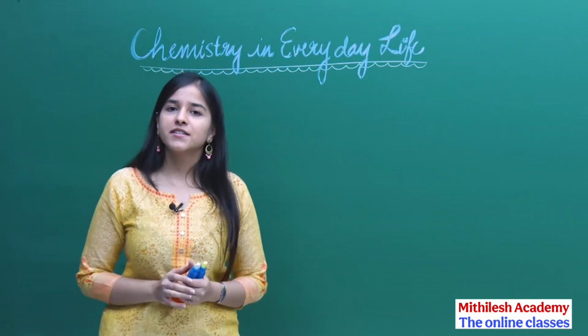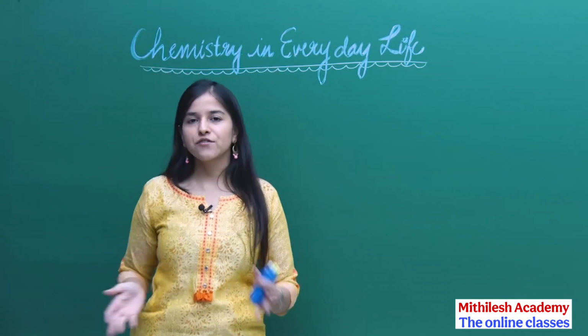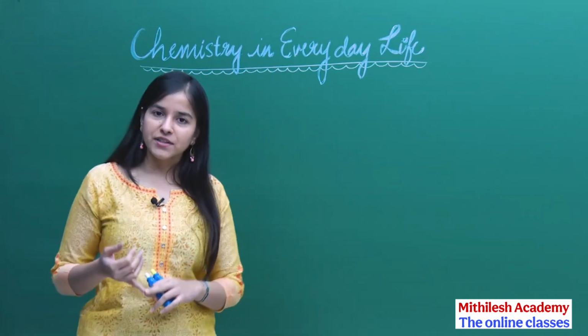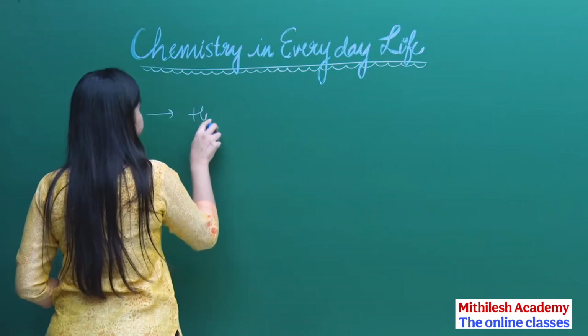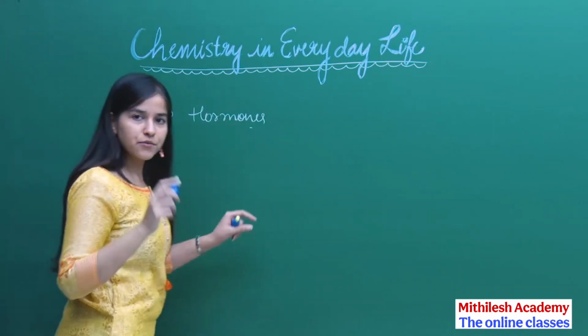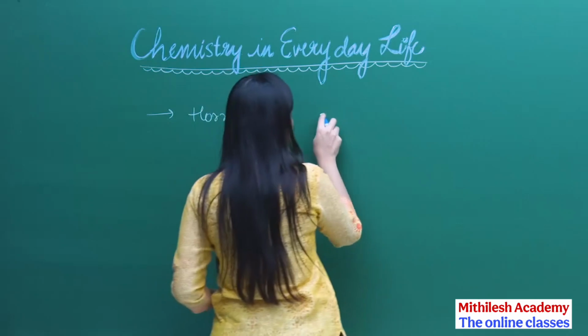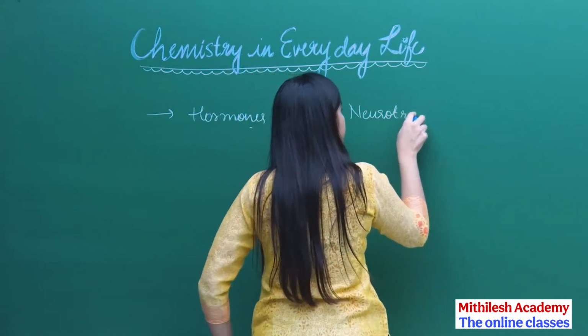And what we discussed in the last class was about the chemical messengers, what kind of chemical messengers we can have. In that case we discussed the hormones, that is the first. And what else? We have got the neurotransmitters.